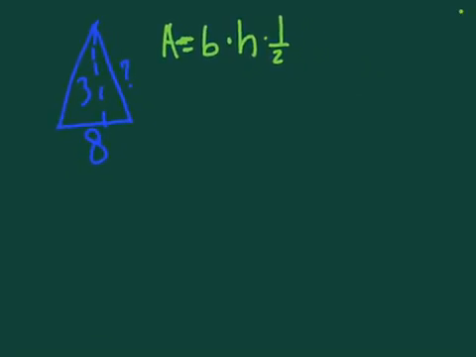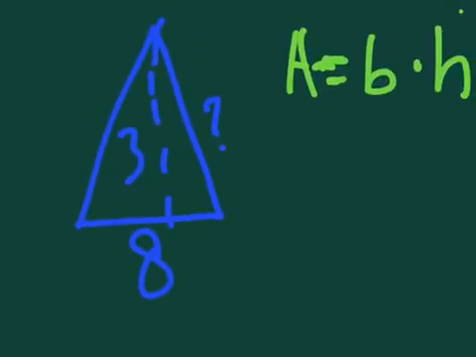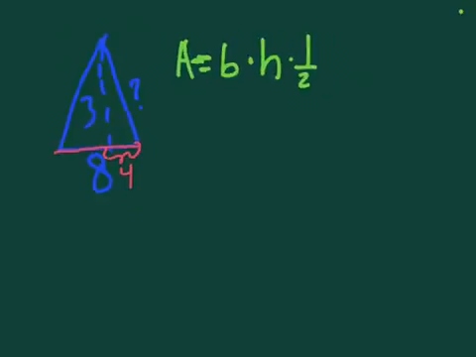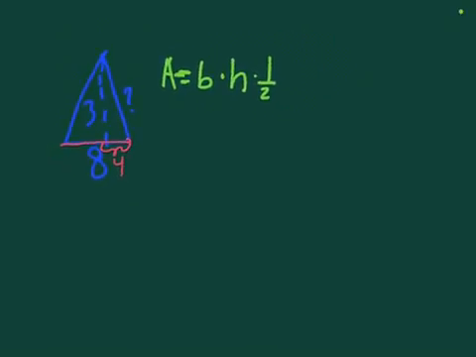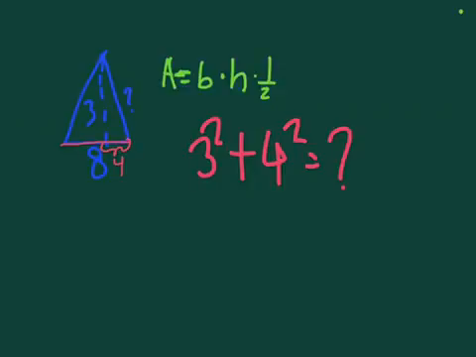So first, we have to just zoom in onto this. So this whole side is 8, but we only want this part. So 8 divided by 2, 4. So that whole thing is 4. And now we have to use a squared plus b squared is equal to c squared. So let's take a squared as 3 squared plus 4 squared is equal to question mark squared.